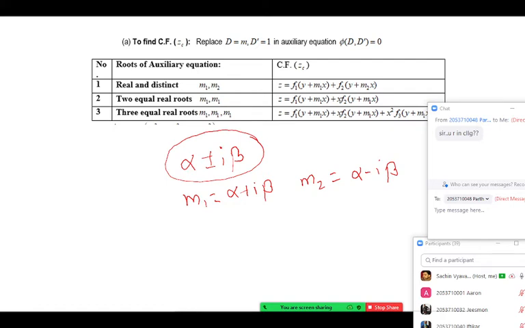Just m1 and m2. So the same formula will be applicable for real as well as complex roots. So those are the three different cases for getting the complementary function for the PDE. We'll see two examples and you'll get more idea about how to write the complementary function for the PDE. So we'll come to the questions here.